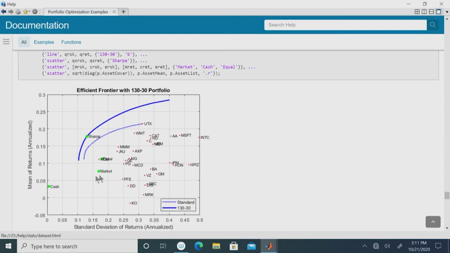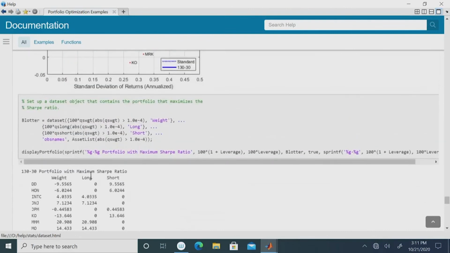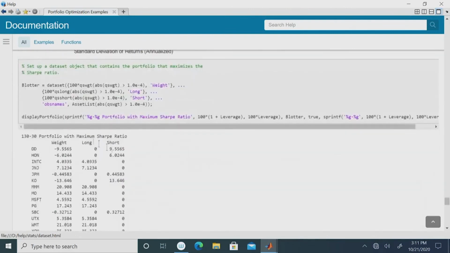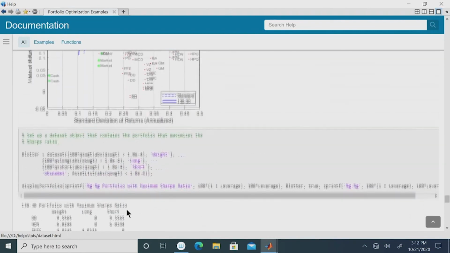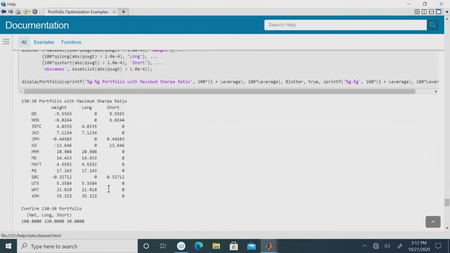If you observe carefully in this particular efficient frontier, the weights for the 130-30 portfolio that have been listed here are nothing but the portfolio corresponding to the maximum Sharpe ratio on the efficient frontier of the 130-30 portfolio. Again, you see that there are certain weights which are negative, for which the position is a short position, and there are certain assets like PG, which is Procter and Gamble, for which the weight is 17%, so your long position is 17% and the short position is 0.